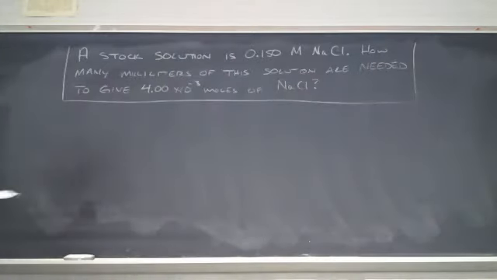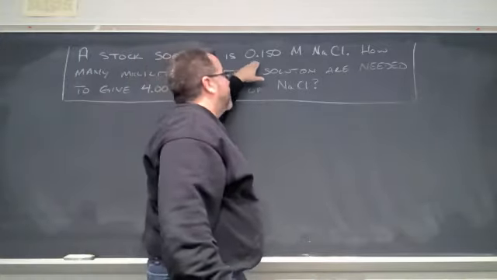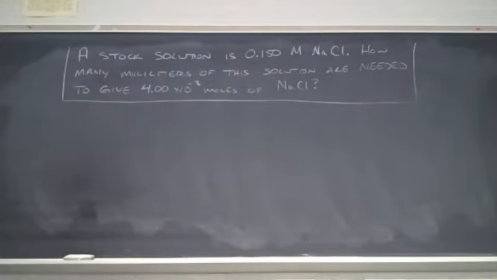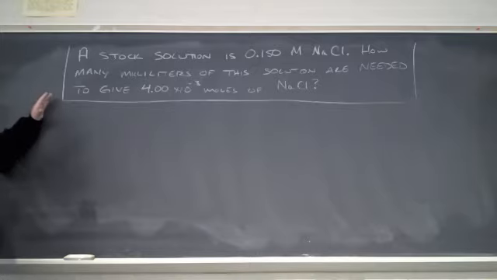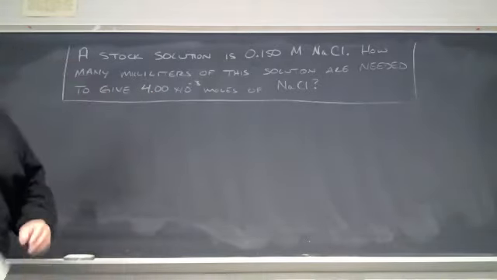So we've got a stock solution. We've got some big jug in the stock room, which is a sodium chloride solution. The concentration is 1.50 molar sodium chloride. How many milliliters of that solution are needed to give 4.0 times 10 to the minus 3 moles of sodium chloride?